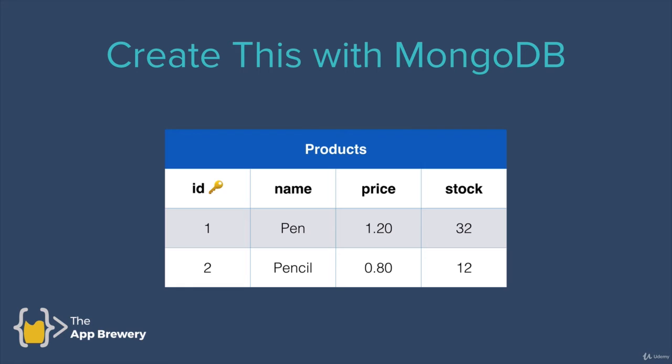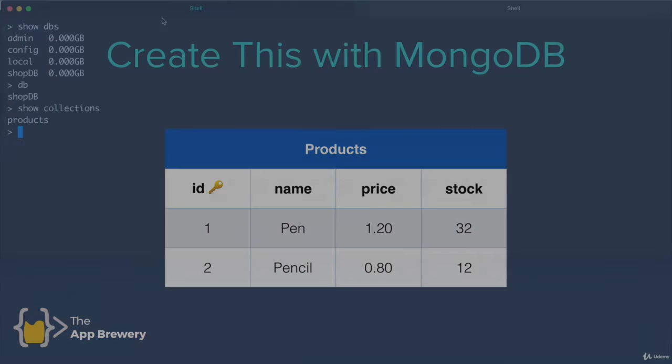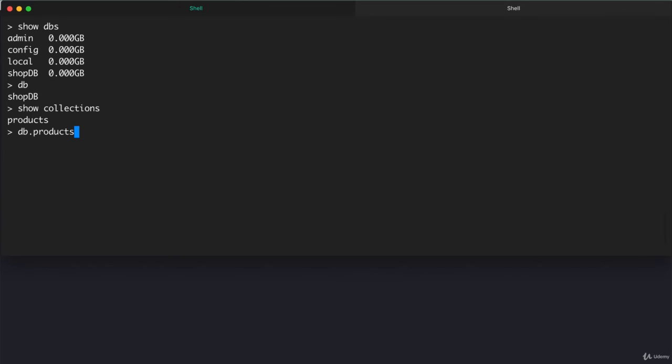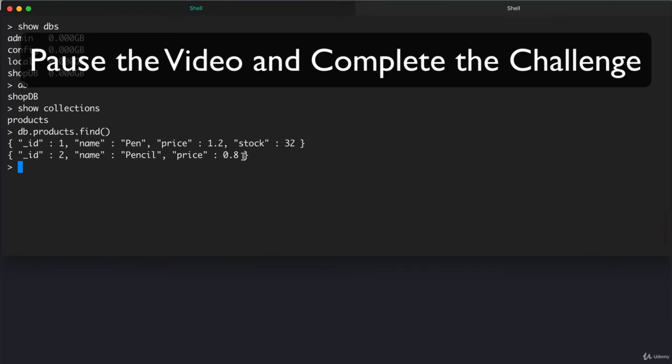So now it's time for a challenge. I want you to update our second document that has an ID of 2 to have a stock field which has a value of 12. So we know that at the moment we have two records, and we've managed to update our first record to have a stock value of 32, but we now want this second record to also have a stock value, and that's going to be equal to 12. So pause the video now and try to complete the challenge.